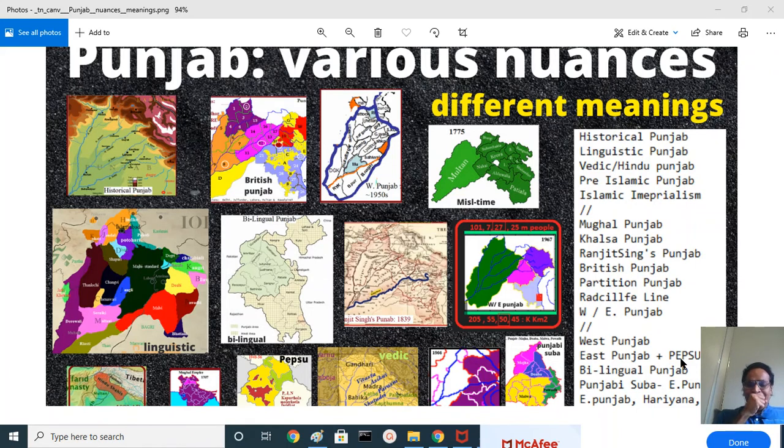Then the merger of PEPSU, a political entity that survived for 8 years or so, into East Punjab made it a bilingual Punjab, where the northern part predominantly spoke the Punjabi language and the southern part predominantly spoke Haryanvi or Bangru or various dialects of Western Hindi. Then finally the trifurcation of Punjab, the Punjab Reorganization Act came in 1966 that formed East Punjab, Punjabi Suba, that is East Punjab, Haryana and Himachal Pradesh.